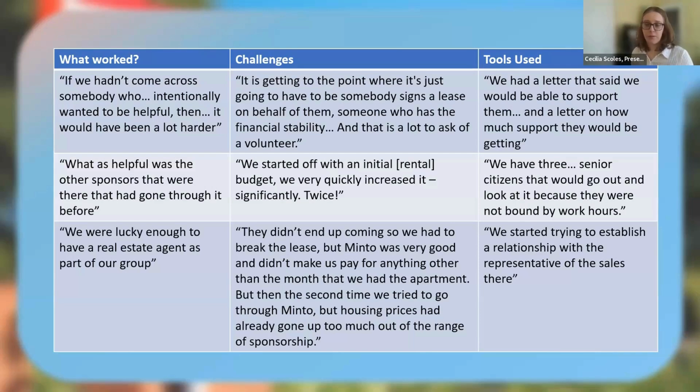Or, we'll speak about it, I'm sure, in the next presentation, a real estate agent being in their group, lucky enough, right? So things like that really helped people along in the sponsorship process, those networks they built.